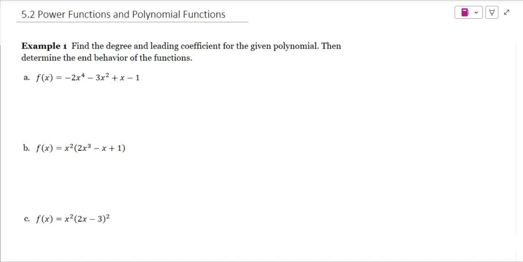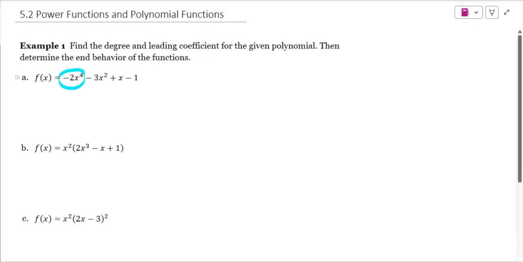Example 1. Find the degree and leading coefficient for the given polynomial, then determine the end behavior of the functions. When we want to determine the end behavior of a function, we have to first look at the leading term to find the degree. The leading term is going to be the one that has the highest exponent of the variable, which in this case is x. So for example A, this is our leading term, and the leading coefficient is -2.